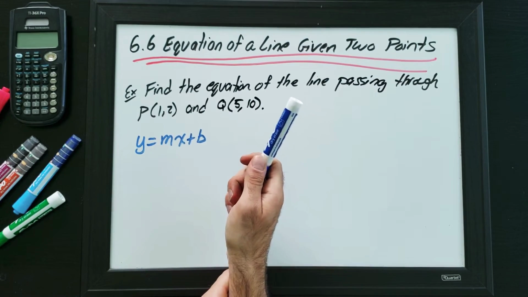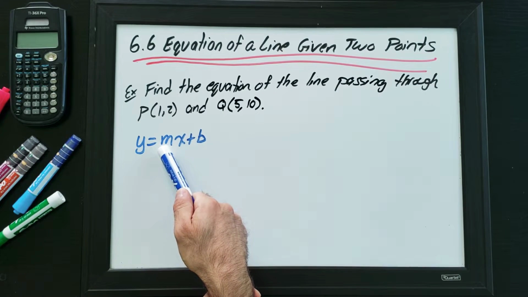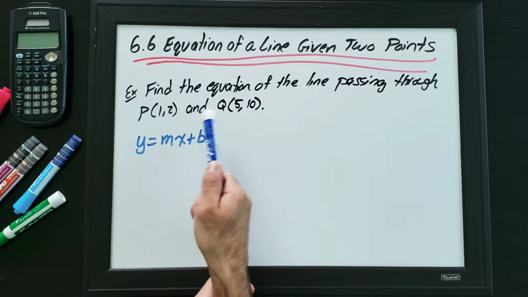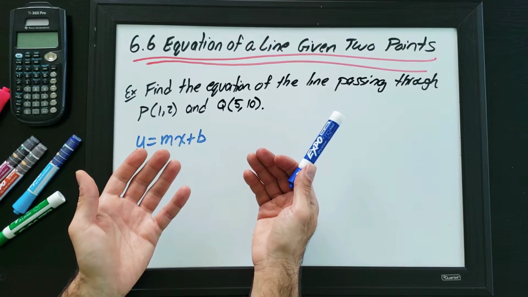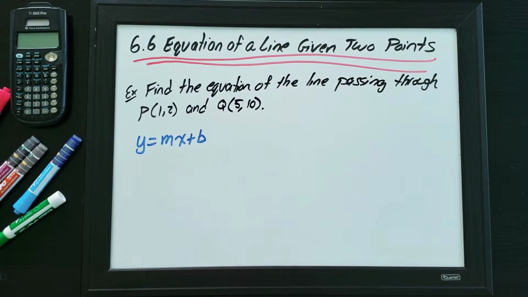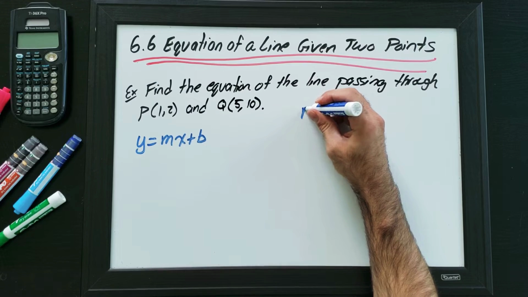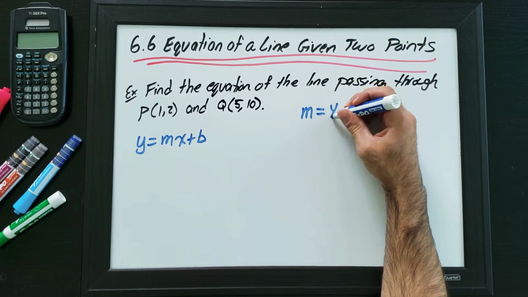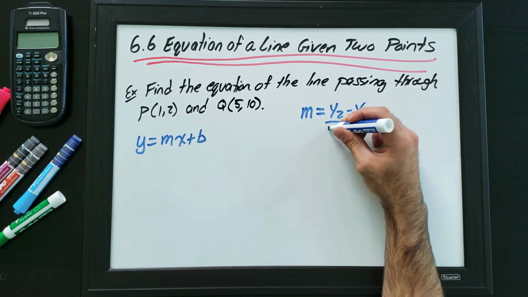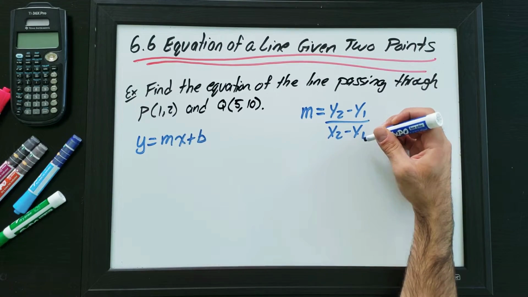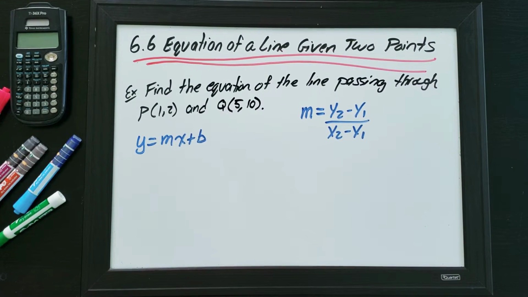So the first thing we did in 6.5 was plug in our slope. That's our first step. Well, we don't have our slope yet. So our first step is: find slope. So I'm going to go over here and I'm going to use the slope formula. Okay, you've seen this before. Slope formula to figure out my slope.